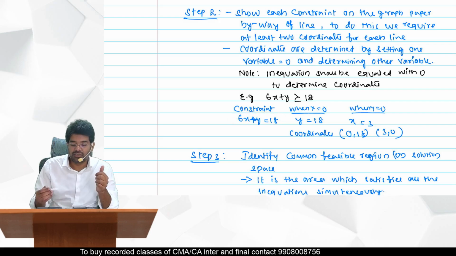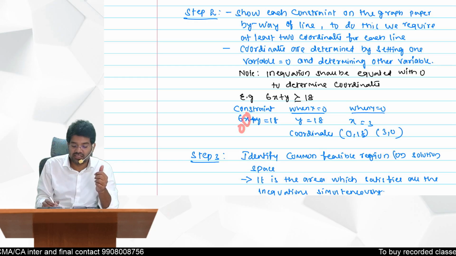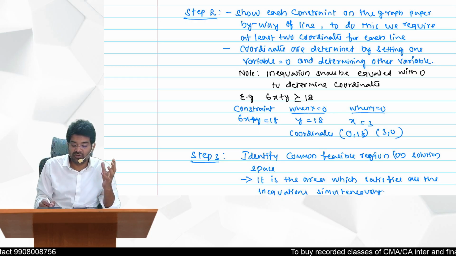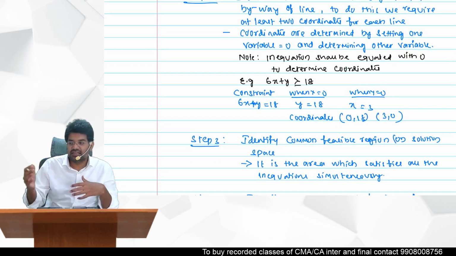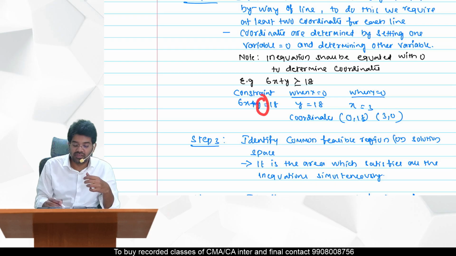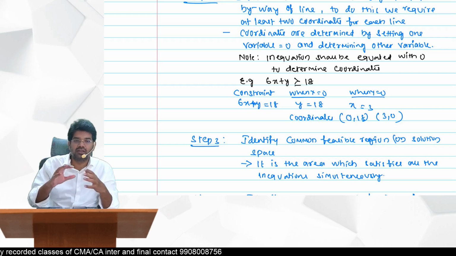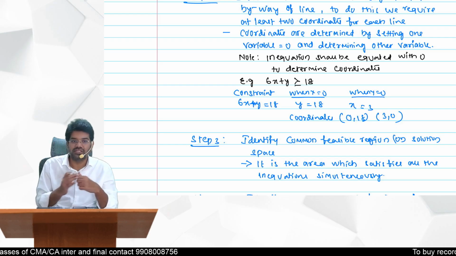Now to get the coordinates, first take x equal to 0. Then substitute in this equation. If you put x equal to 0 here, this term will become 0, so y is equal to 18. So now you got the first coordinate, that is (0, 18), as (x, y). Then next, take y equal to 0. If you put y equal to 0 here, then x you will get 18 divided by 6, that is 3. So x is 3, y is equal to 0. This is how you should get the coordinates for every equation.